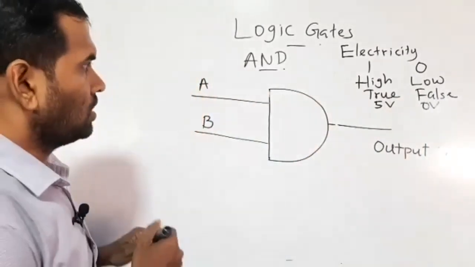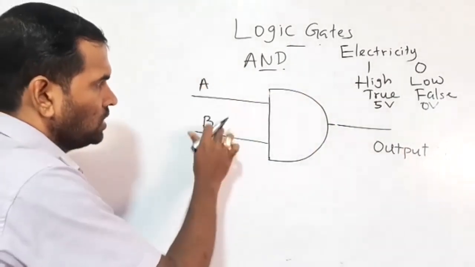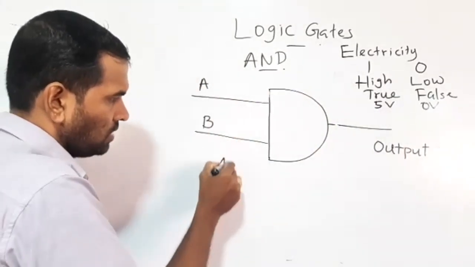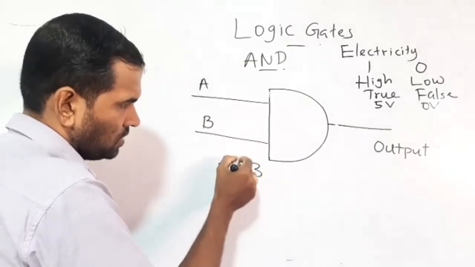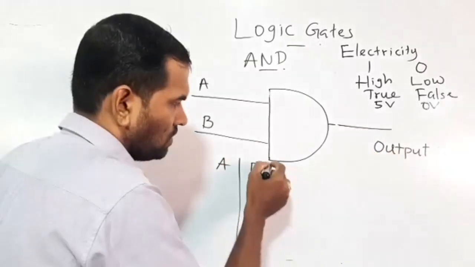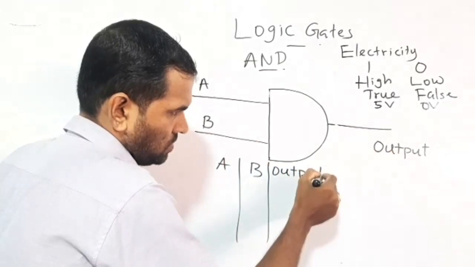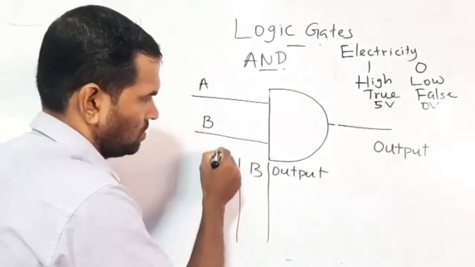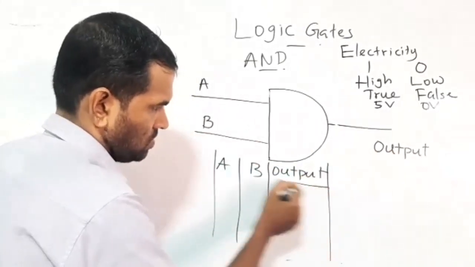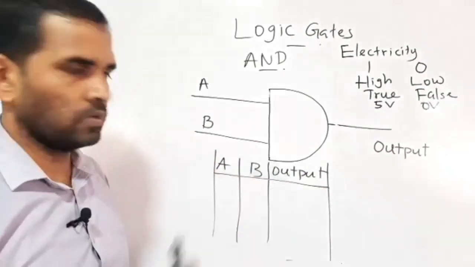Right. So I will write here. You have two inputs, A, B. So let me write A, B. These are inputs. This is a table. I'm writing a table. And this is the output. So I will write the output too. A, B, these are inputs and output.